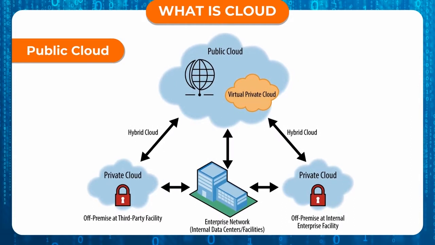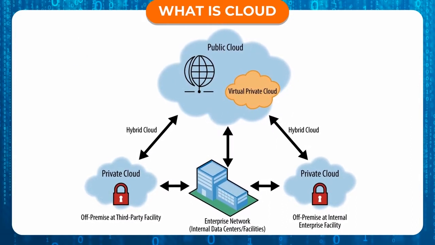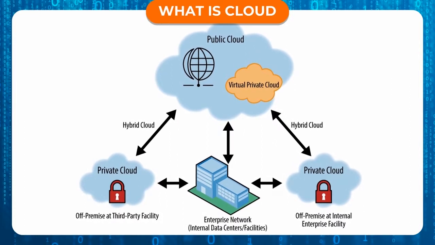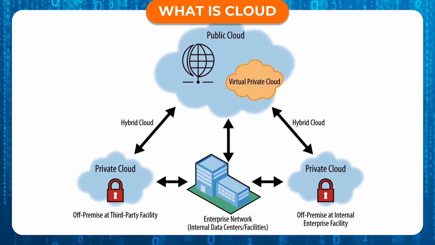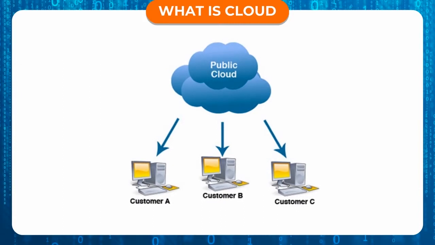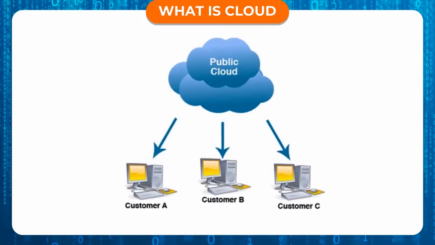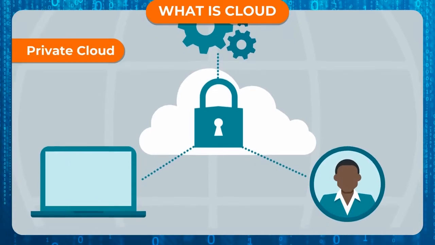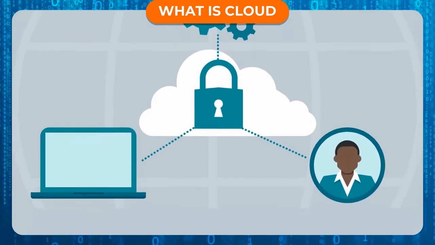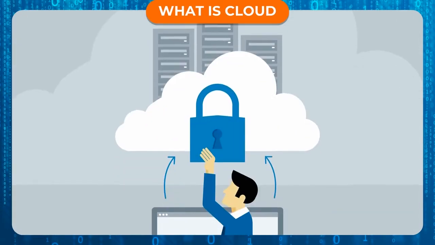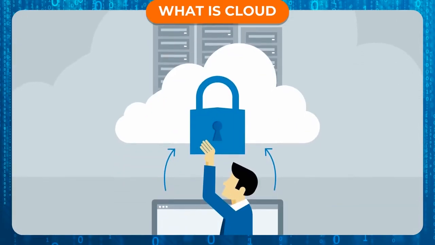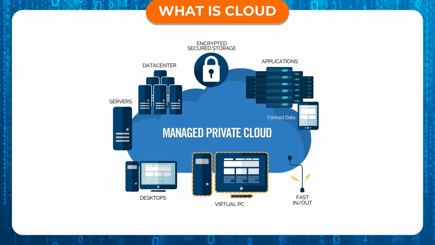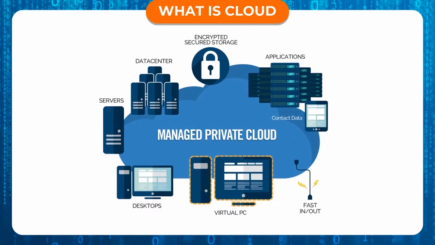Public cloud. The public cloud allows systems and services to be easily accessible to the general public. Public cloud may be less secure because of its openness, like email. Private cloud. The private cloud allows systems and services to be accessible within an organization. It offers increased security because of its private nature.